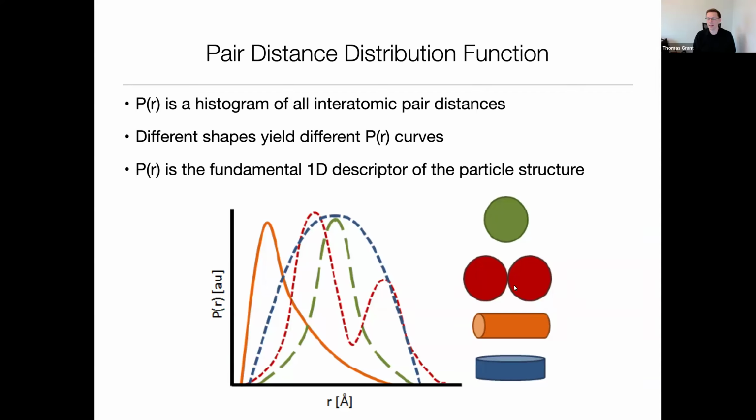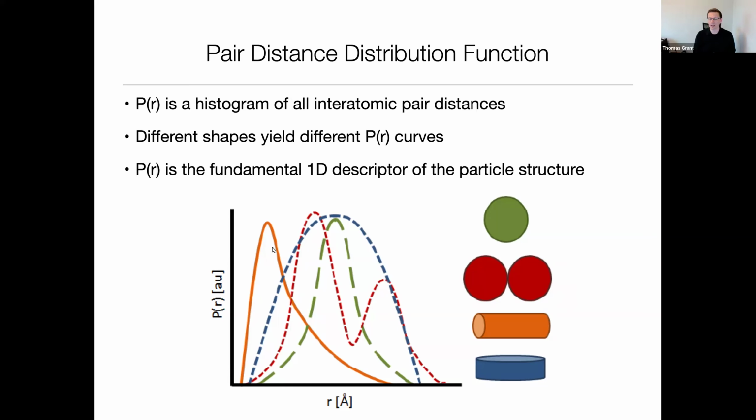Okay, so thank you. If we look at this dumbbell, this red sort of dumbbell looking shape, you can see that we have two peaks. And these two peaks come from the different types or the different length vectors that are present in the particle.